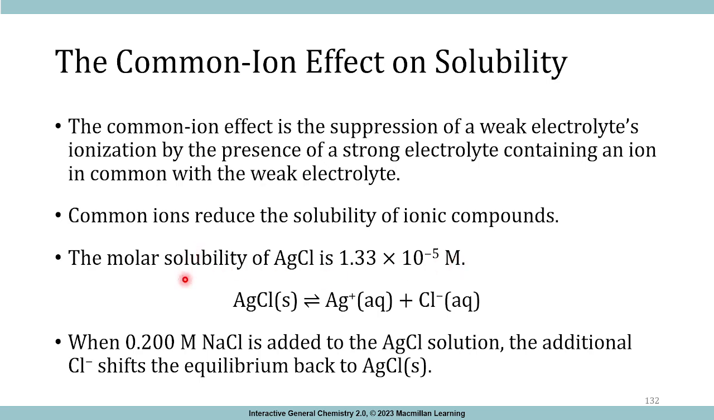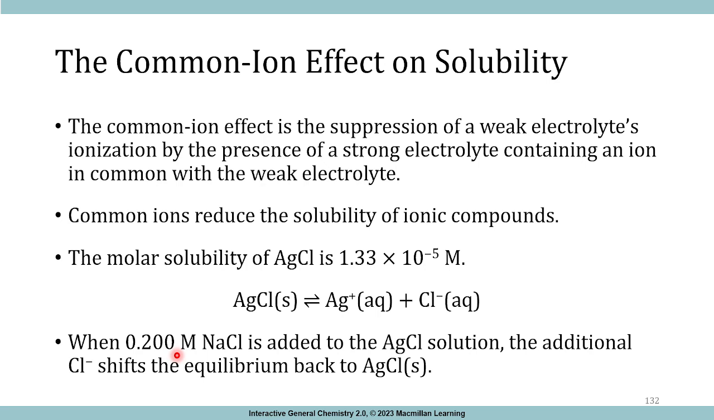So, for example, the molar solubility of silver chloride is 1.33 times 10 to the negative 5 molarity. This is the equilibrium right here. What would happen if we added 0.2 molarity of sodium chloride to this? Well, sodium chloride is a strong electrolyte. Anybody remember what strong electrolyte means? It means it dissolves completely in solution, right? So it would not be in equilibrium if it's a strong electrolyte, right? It goes all to ions. So adding 0.2 molarity of sodium chloride means we've added 0.2 molarity of chloride.